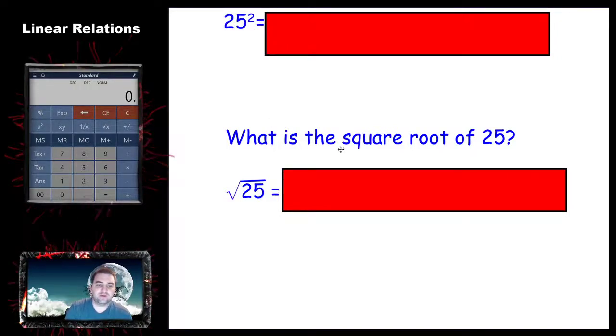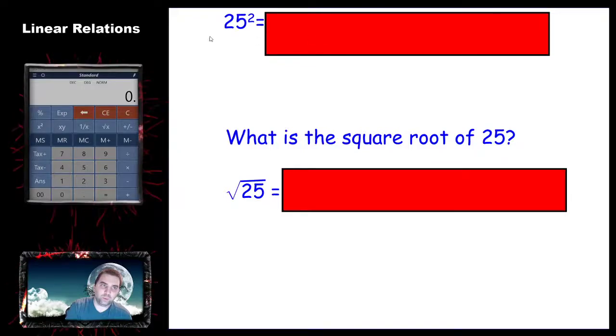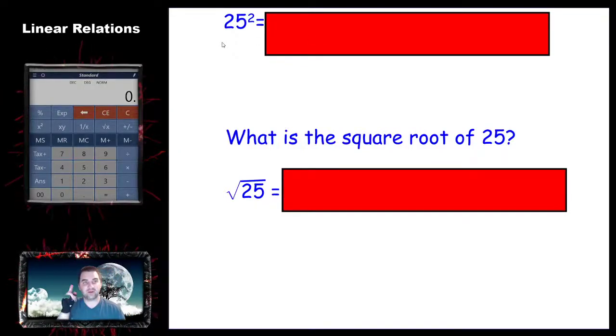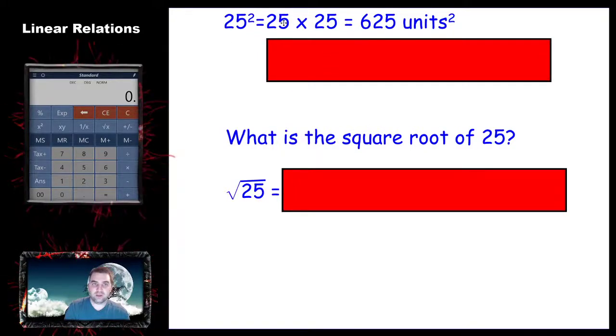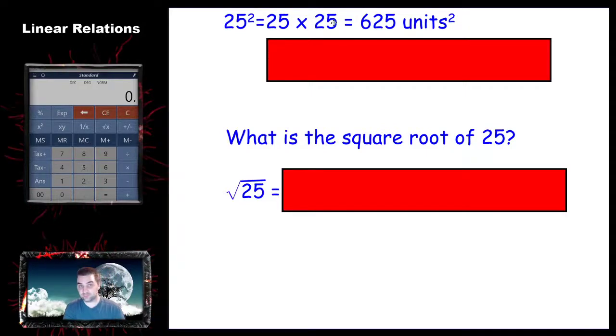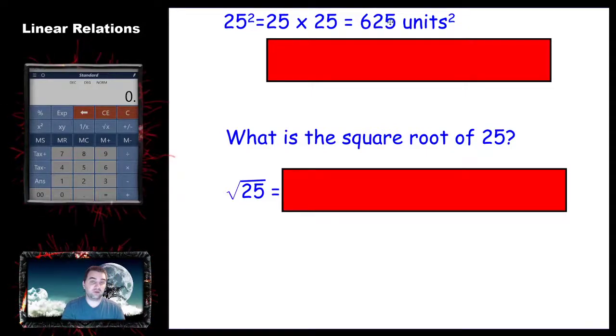25 squared. If we were to answer that, we would recognize that 25 squared means the same thing as 25 times 25. So it shouldn't surprise you that it becomes 625 units squared. So if this is like centimeters, 25 centimeters times 25 centimeters, it's 625 centimeters squared.